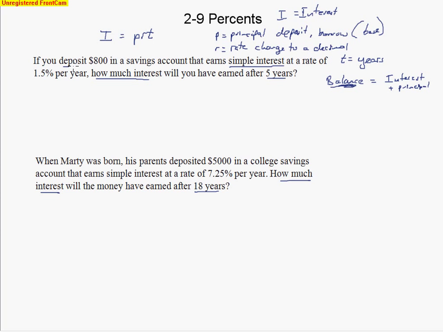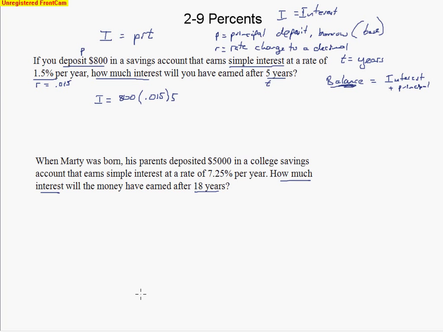So let's take a look at the problem here. It says you deposit $800, that's going to be your principal, at a simple interest rate that earns 1.5%. This is your rate, and it says after 5 years, that's your time. So you just substitute the numbers in there. So we have 800 multiplied by the decimal form. So the rate is going to be 0.015. So it moves over 2 spaces to the left, 0.015. And then multiply that answer by 5.